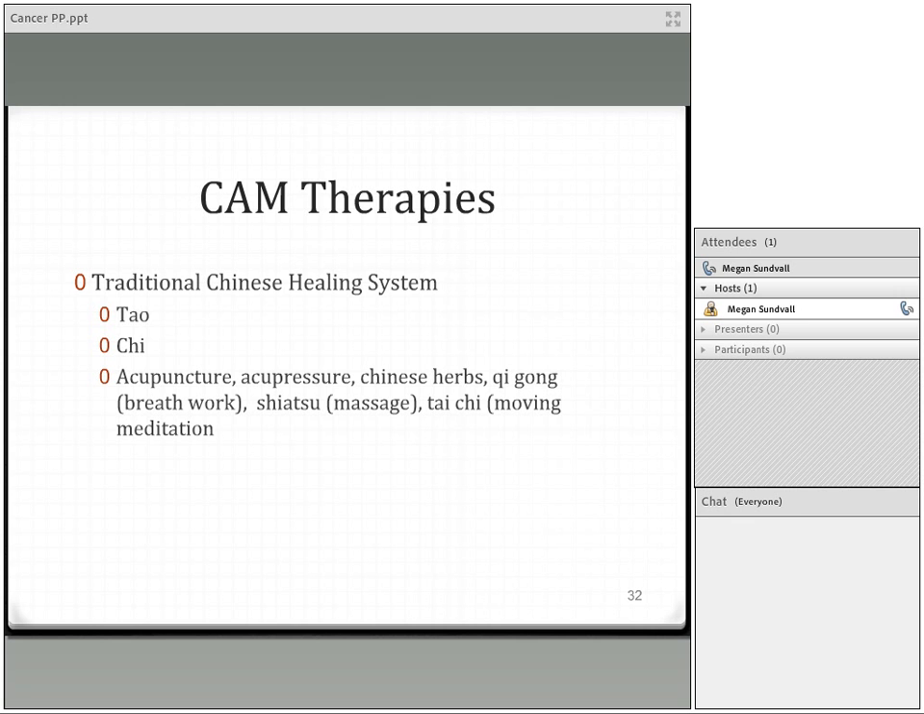So chi provides warmth, protection from illnesses, and it also provides vitality. So when there's a problem with chi, there can be illnesses or injury that can alter the flow of chi. And this is done by creating an obstruction or block of the flow of chi. So when they're focusing on the chi or enhancing, stimulating points along the meridians, they can focus on acupuncture, acupressure, Chinese herbs, qigong, which is different breathing techniques, shiatsu, which is massage, and tai chi, which is a different type of moving meditation.